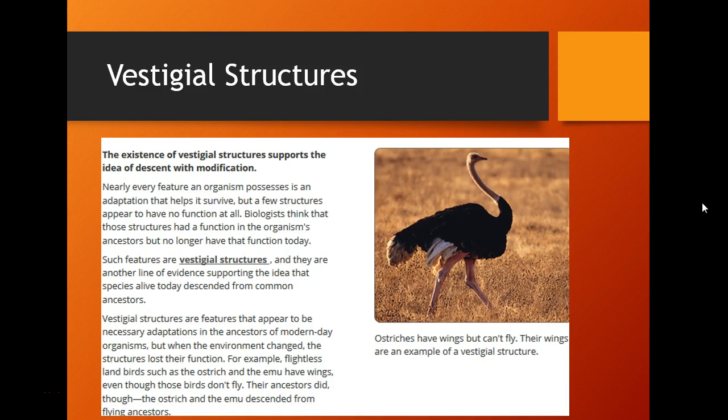Okay, and the last evidence for evolution that we're going to look at in this lesson is called vestigial structures. So vestigial structures are evidence for evolution because of the idea of descent with modification, meaning that as organisms develop and evolve and modify, there could be traces of evidence of a common ancestor by this vestigial structure, which basically is a structure that no longer is useful in an organism.